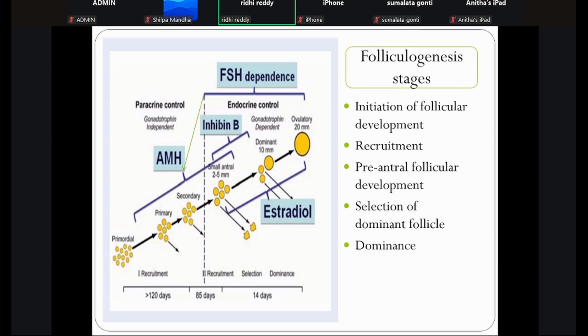So first recruitment takes almost around 4 months, for all these primordial, primary, secondary follicles. Then from the secondary follicles, a small antral follicle has to be formed. For this to get converted into a pre-ovulatory follicle, it will again take around 85 days from secondary follicle to pre-ovulatory follicle. So again, these small antral follicles should get recruited. Whichever follicle is good should get selected and then attain dominance. All this should happen.